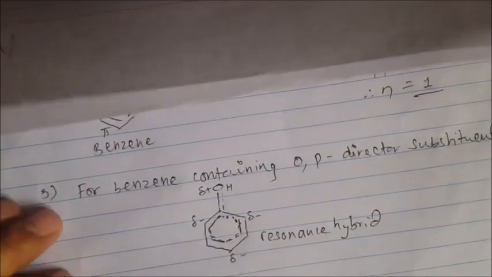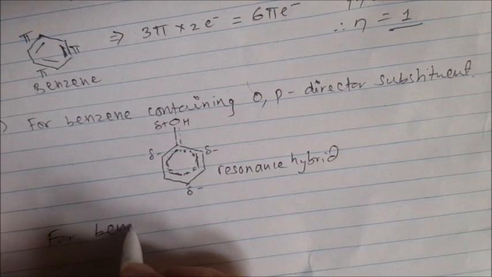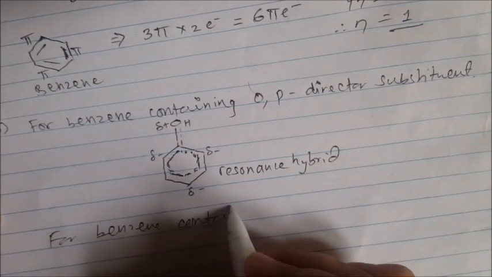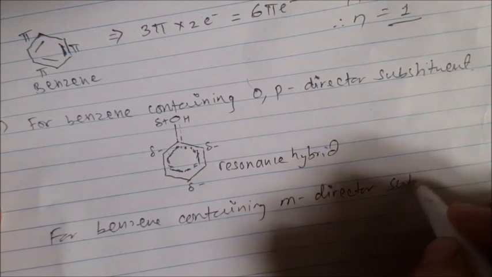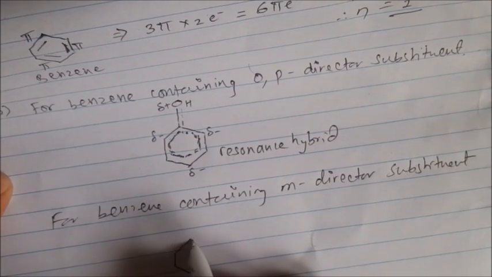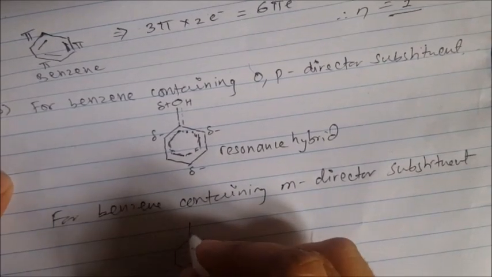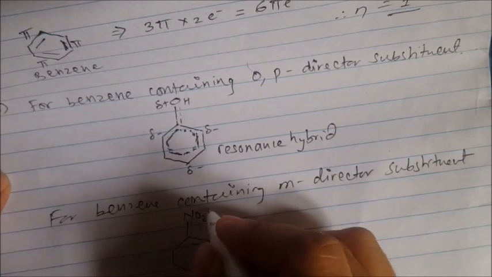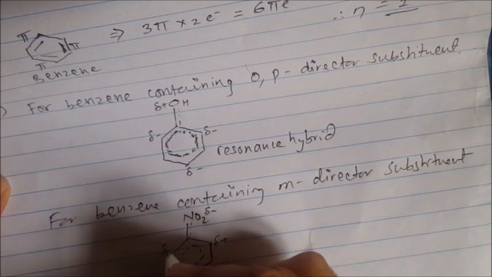This is the resonance hybrid of the phenol. So similarly in question number 3, you are asked how to write down here for the meta director as well. So for the benzene containing meta director substituent, the nitro group is a very popular example for this one. Nitro group is a meta director group. For a meta director group, minus in the NO2 group and plus in the ortho-para positions.